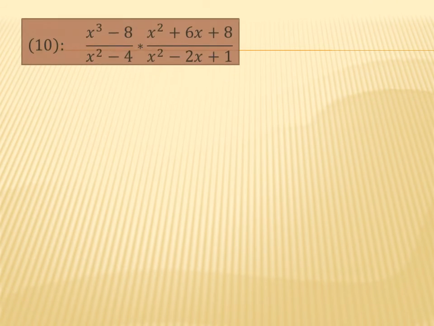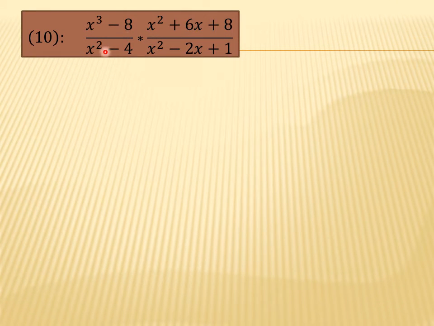Question number 10 is (x cube minus 8) over (x square minus 4) multiply (x square plus 6x plus 8) over (x square minus 2x plus 1). Here again the indicated operation is multiplication. So what we will do, we can cancel the numerators and the denominators of the same fraction or of the opposite fractions.